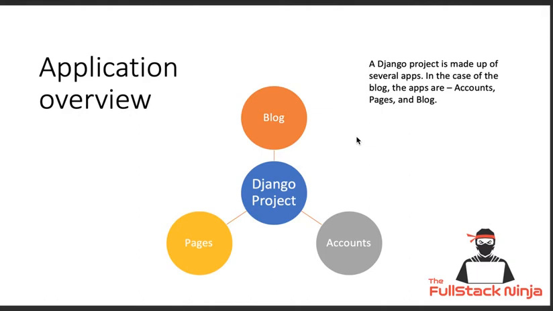The blog app handles creating a blog post, updating a blog post, deleting a blog post, and retrieving a blog post. While the pages app is, in this case, optional, we're going to do it just to show you how it can be done. It's going to handle some of the static pages, like the contact page, or an about page. Pages like that will be handled using the pages app.